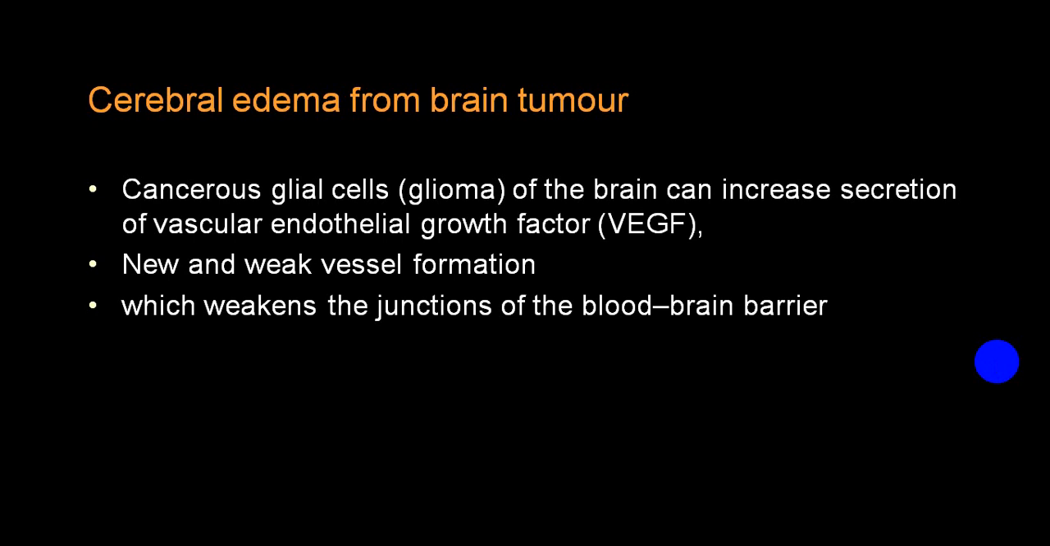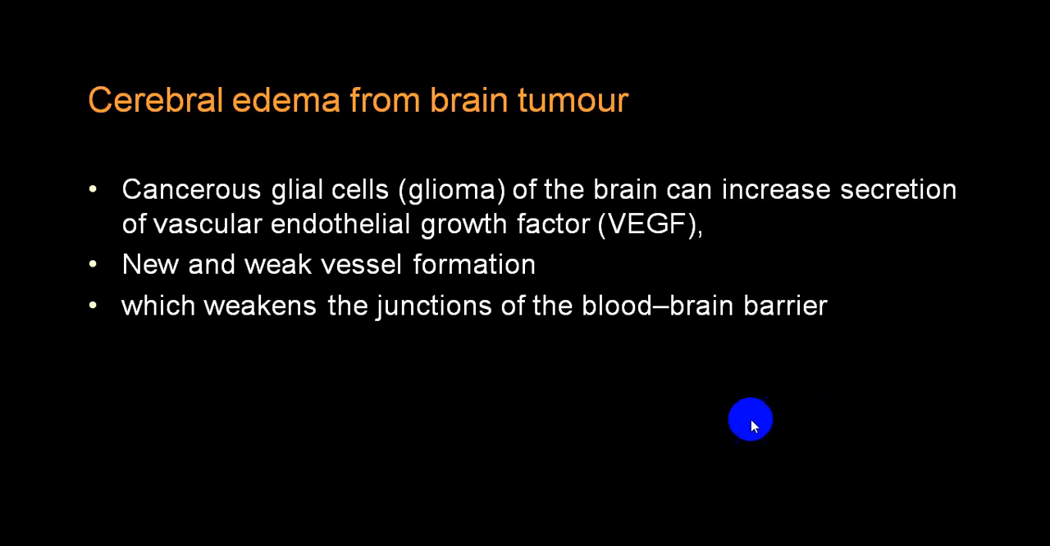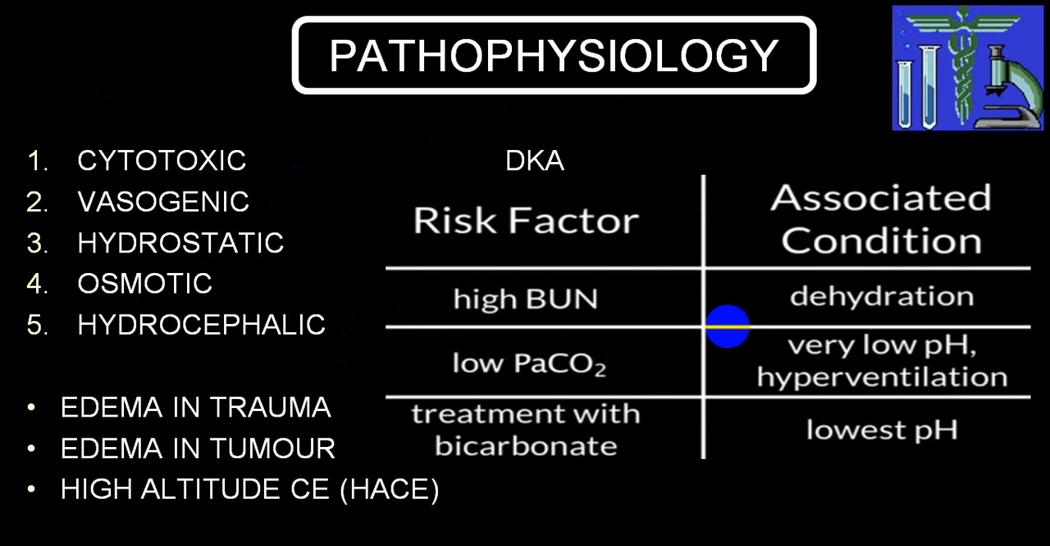When you get edema because of a brain tumor, it is usually one of the causes of what we call vasogenic edema, but some people put it separately, as cerebral edema due to brain tumor. So that will be one variety which you can put separately, and it is because of disturbances in the blood-brain barrier system, weakness of the blood-brain barrier system. If we come to the pathophysiology, we'll be talking separately regarding cytotoxic, vasogenic, hydrostatic, osmotic, as well as hydrocephalic.